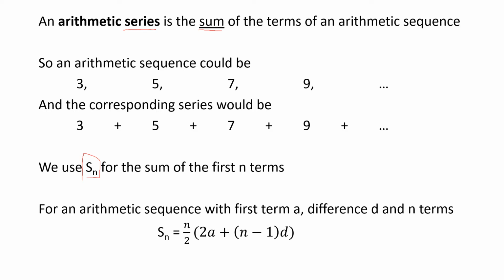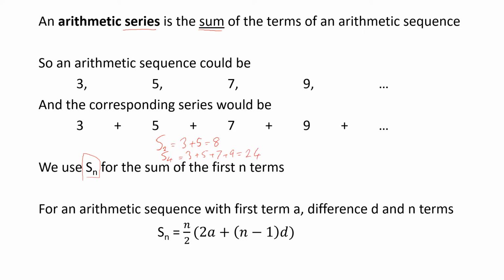So in the above example, if I wanted to find S2, I would just be adding the first two terms together. That would be 3 plus 5, that would be 8. If I wanted to find S4, then I would add all four of those terms together. 3 plus 5 plus 7 plus 9, which is going to give me 24, and so on.